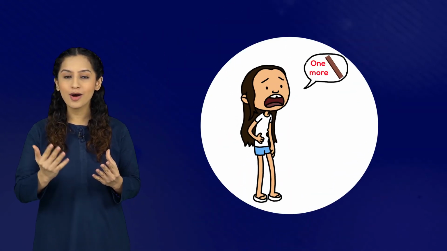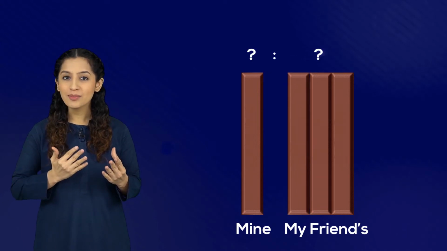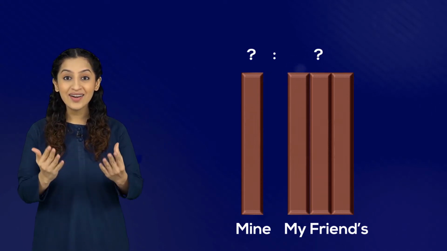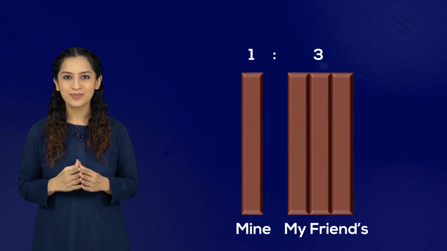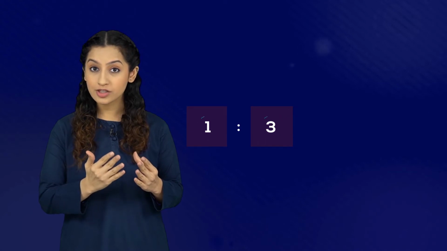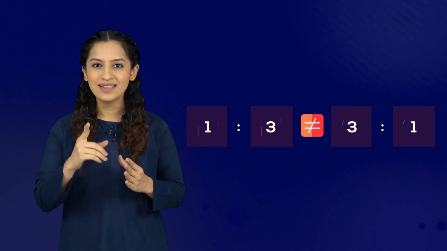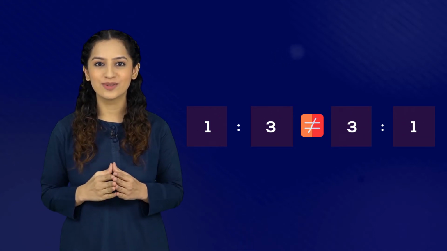Good. Let's say the tables have turned and my friend is now the needy one, asking for 1 more stick on top of the 2 he already has. What will the ratio of my chocolate bars to his be now? Right, 1:3. You see, the order of the ratio matters. 1:3 is not the same as 3:1, not at all, especially when chocolates are involved.